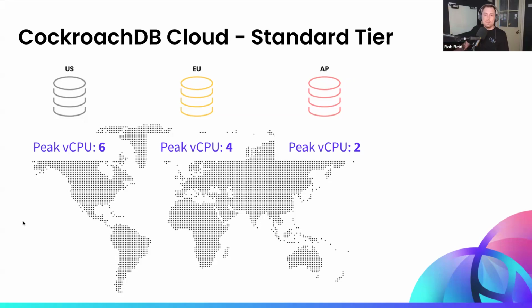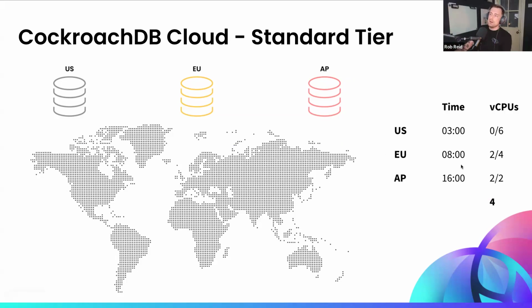Just for this example, the global workload is unbalanced. On this slide, the table on the right shows the region, the database region, the local time in that region, and the current number of virtual CPUs that workload requires in that region at that time. So let's assume at the moment that it's 4 p.m. in Asia Pacific, and they require this. So this is their busiest period, and it requires the maximum of 2 vCPUs for that region.